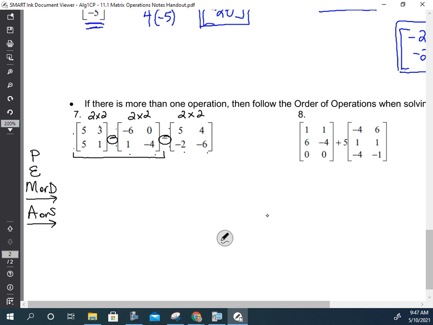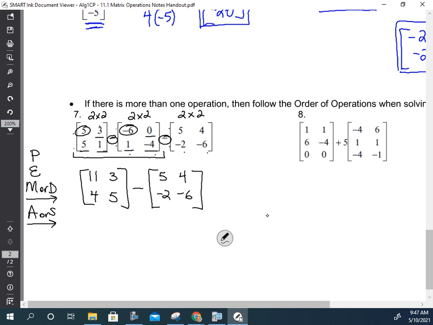So we work the first 2 matrices. 5 minus negative 6 is 11. 3 minus 0, 3. 5 minus 1, 4. 1 minus negative 4, positive 5. You can bring the other part down.